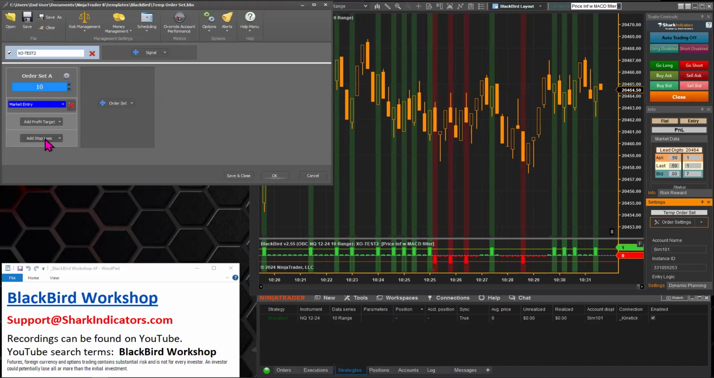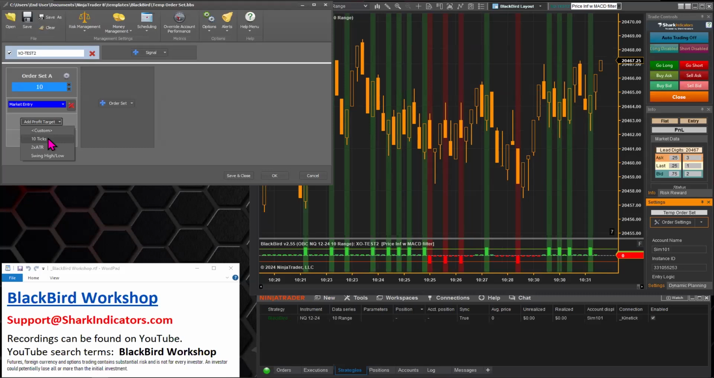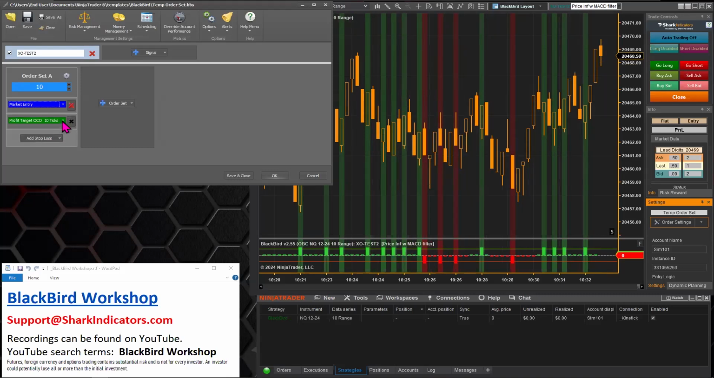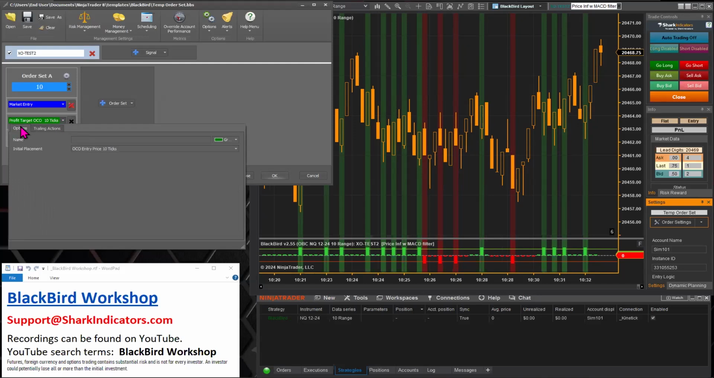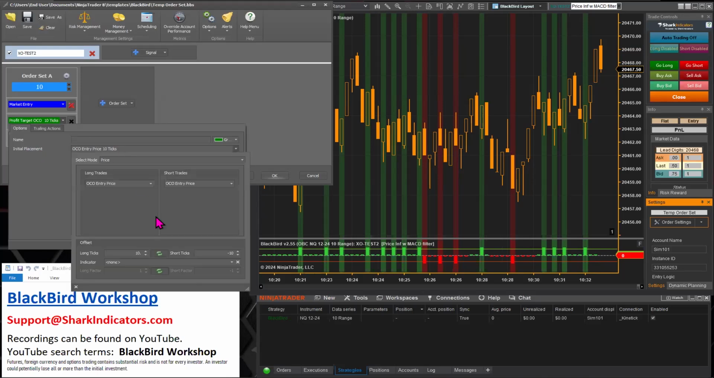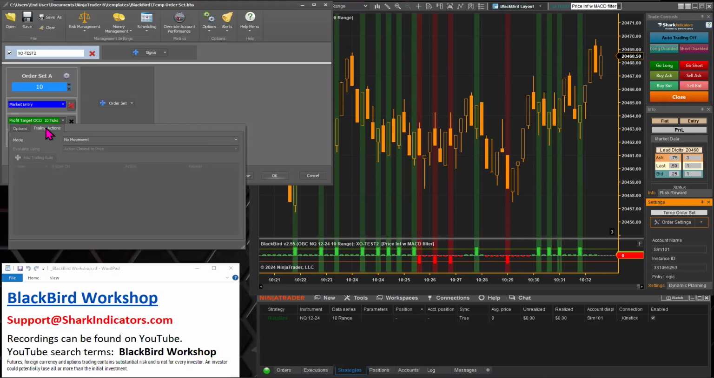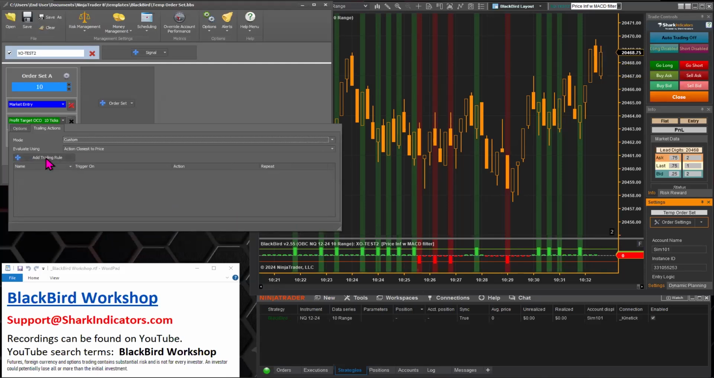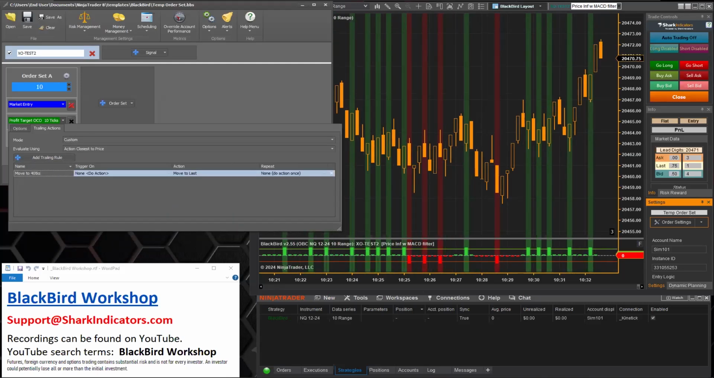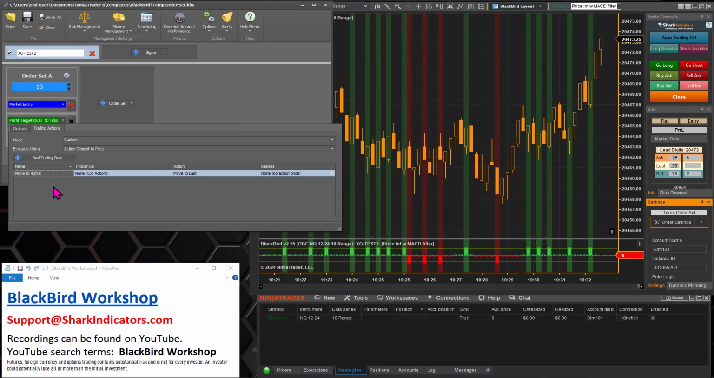Okay, let's clear out the stop loss. And so this profit target is going to start off as a 30 tick. Let's go to the options tab and into the initial placement, and we'll increase that to 30 ticks. Then in the trailing actions for the profit target, let's set that to custom. Add a trailing rule here. There you go.